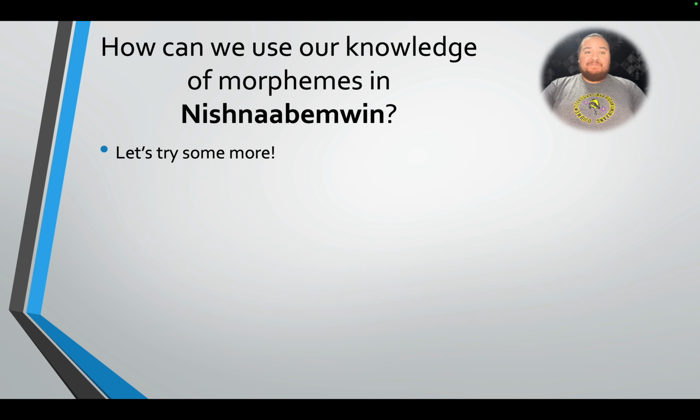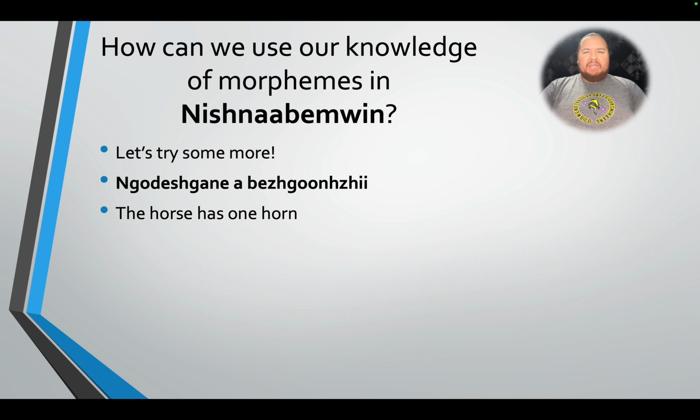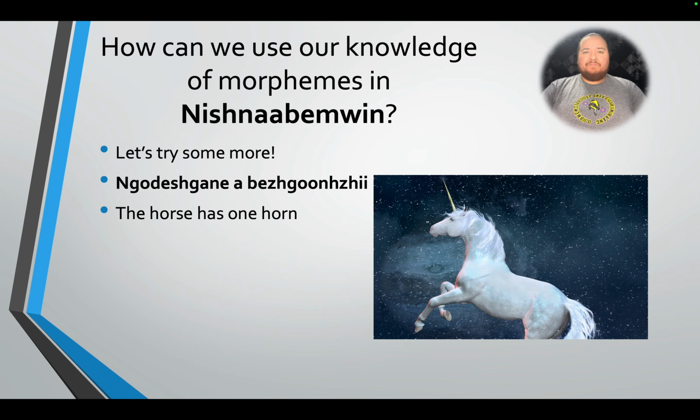Alright, let's try some more. So, ngud deshkane abeshgonji. So, ng refers to 1. Deshkan, horn or antler. Beshgonji, horse. So, the horse has 1 horn. What horse has a single horn? A unicorn.